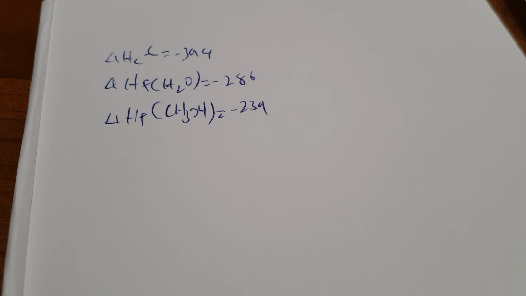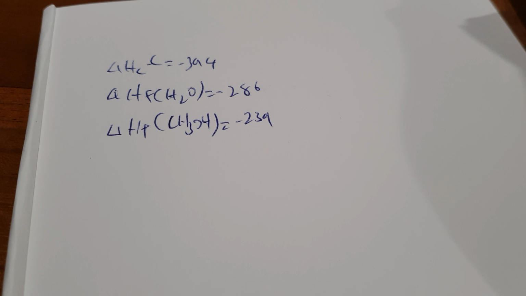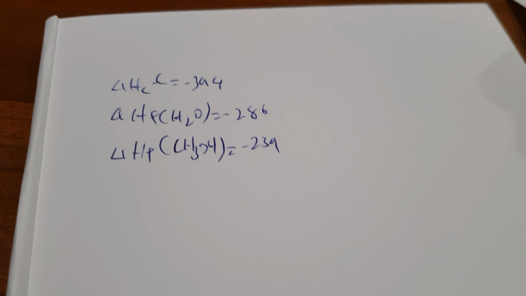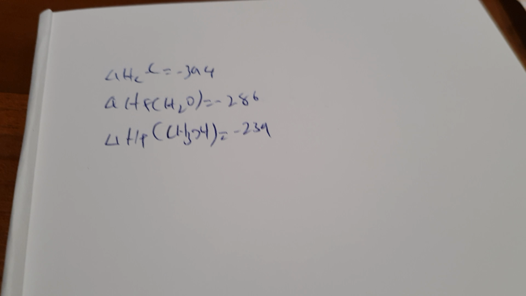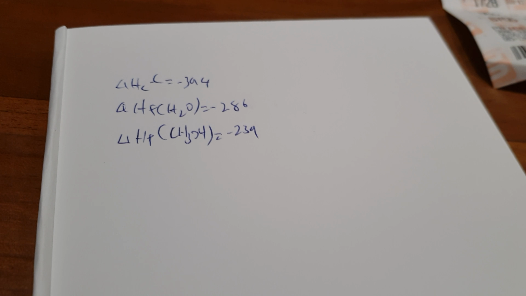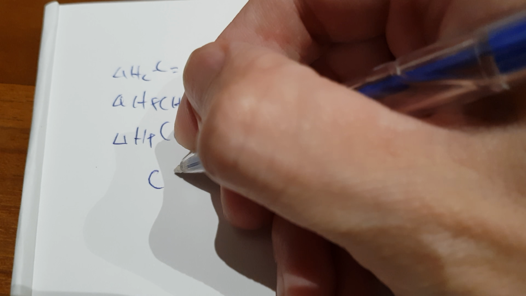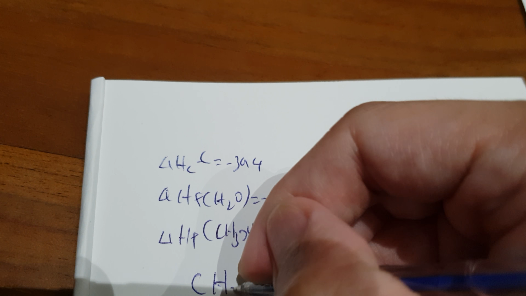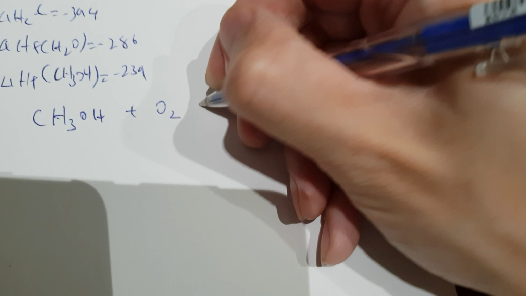The question wants you to find the enthalpy of combustion of methanol. So you should always write the equation for what you want to find. You need to know the equation for the definition. Enthalpy change of combustion is you take something and burn it in oxygen. So methanol, CH3OH, we're going to burn it in oxygen, and it becomes what?